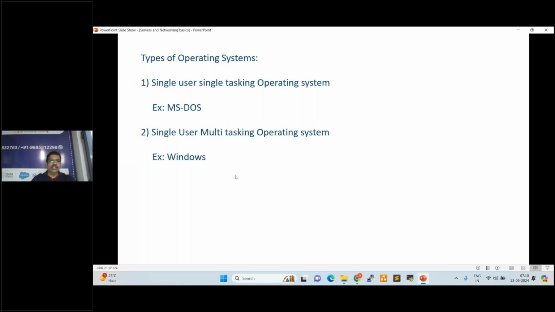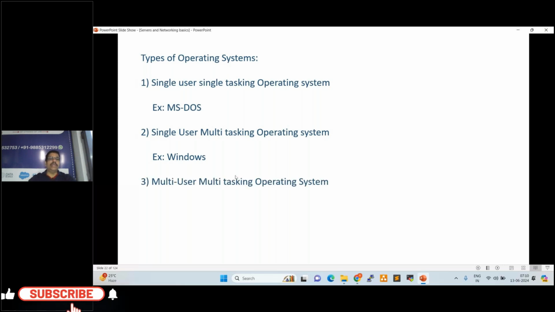The third one is the multi-user, multitasking operating system. Multiple users can log into the system and perform multiple tasks at a time, which is nothing but Linux and Unix. In Linux systems, multiple users can log in at a time and perform their own activities.